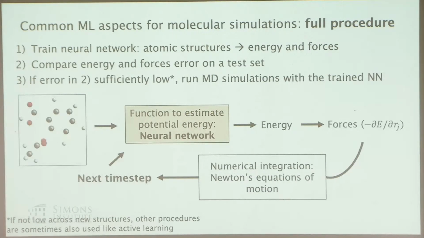So if we put together the full procedure here, typically the way this works is you go ahead and train your neural network. You have the atomic structure and you're matching it to the energies and forces. You might compare that energy and forces error on some test set, which could be just a held out test set. And hopefully if that error is sufficiently low, you run molecular dynamics simulations with the trained neural network. So you just run this cycle many, many times until you get the next time step.